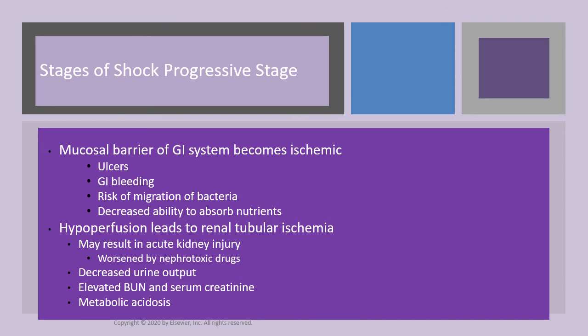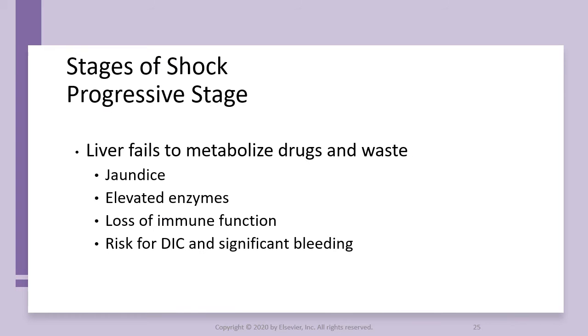The effect of prolonged hypoperfusion on the kidneys is renal tubular ischemia. The resulting acute tubular necrosis may lead to acute kidney injury, or AKI. This can be worsened by nephrotoxic drugs, certain antibiotics, anesthetics, and diuretics. The patient has decreased urinary output and increased blood urea nitrogen, or BUN, and serum creatinine. Metabolic acidosis occurs from the kidney's inability to excrete acids such as lactic acid and reabsorb bicarbonate.